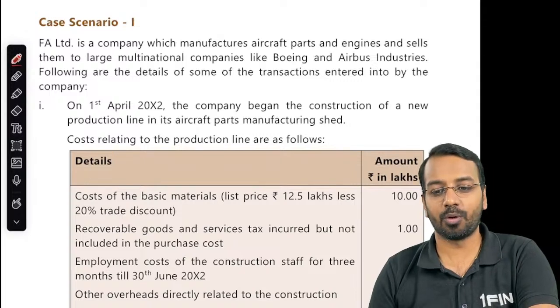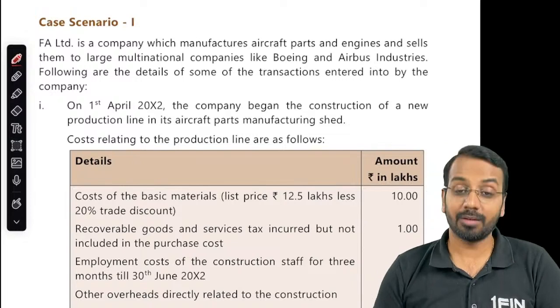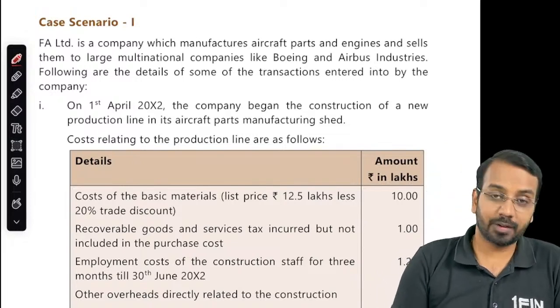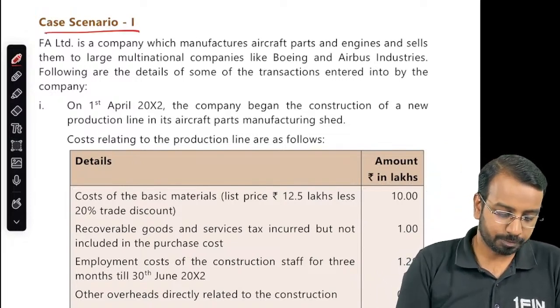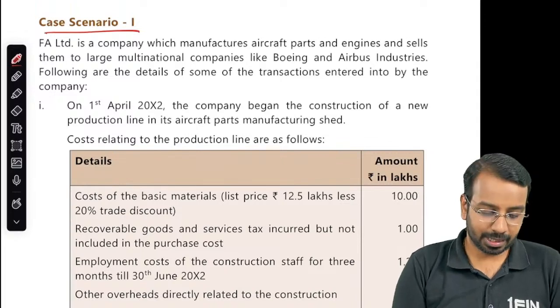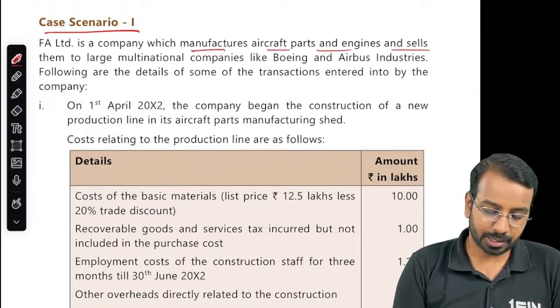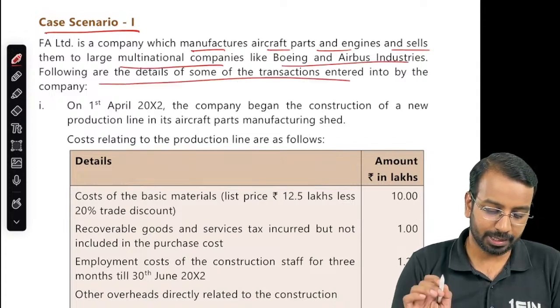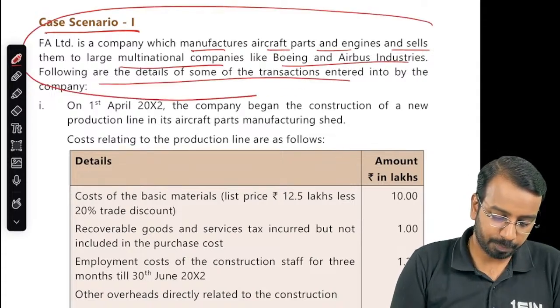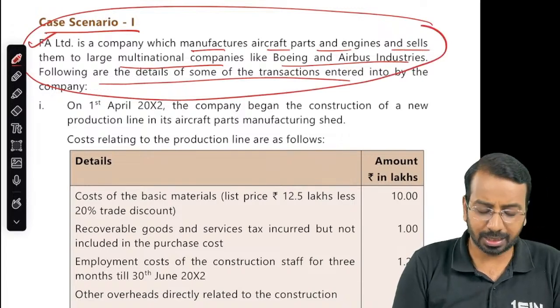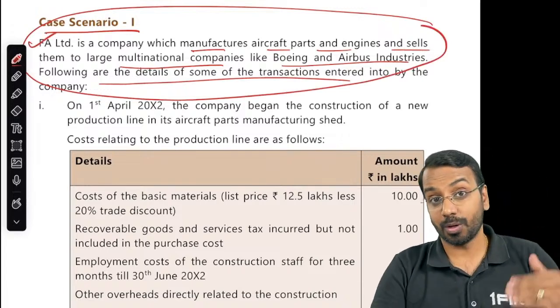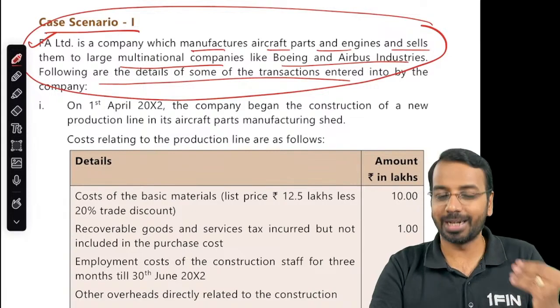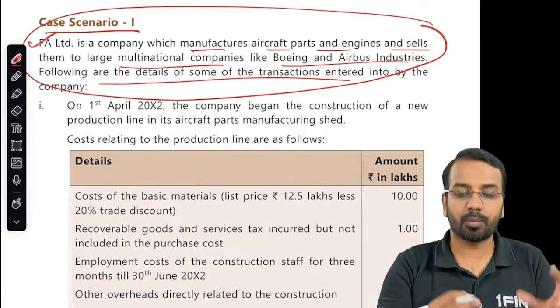So without wasting any more time, let's get onto the discussion of the RTP Financial Reporting May 23. First scenario, case scenario 1. FL Limited is a company which manufactures aircraft parts, engines, and so on, for multinational companies. Following are the details. Now, what is important in this part is the company name. Other details are not very important. So, as you read questions, you should get into a habit of judging what is important and what is not important.